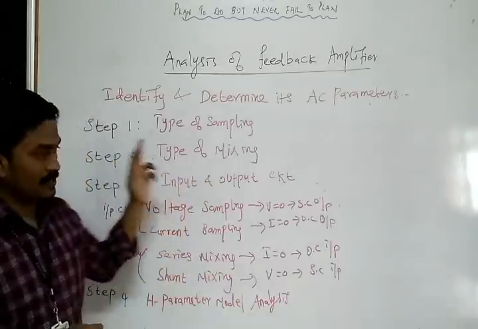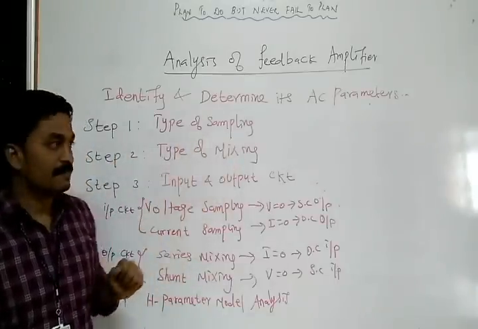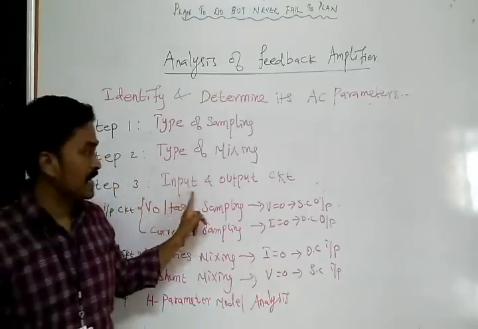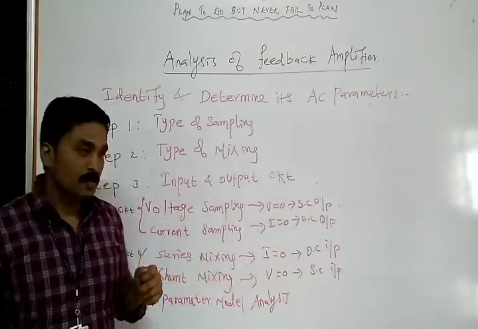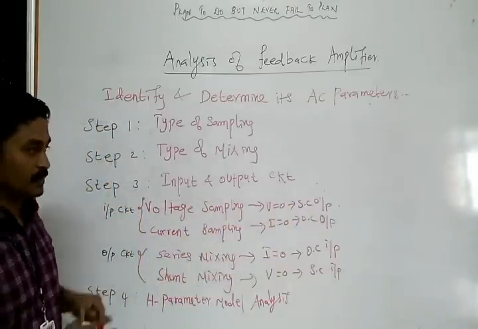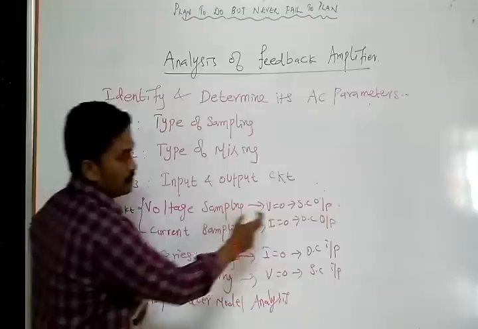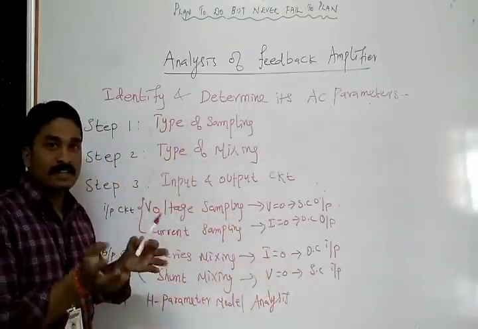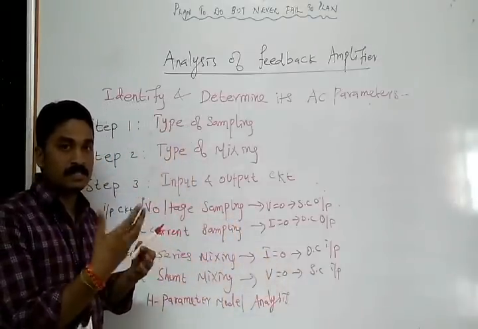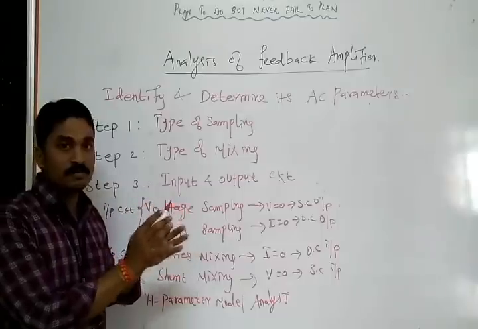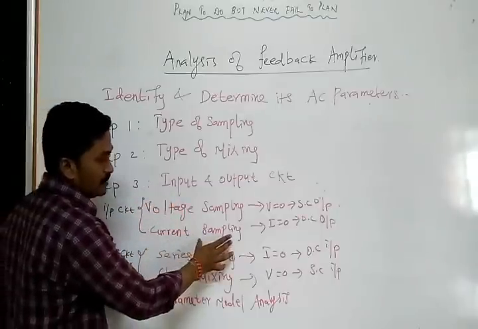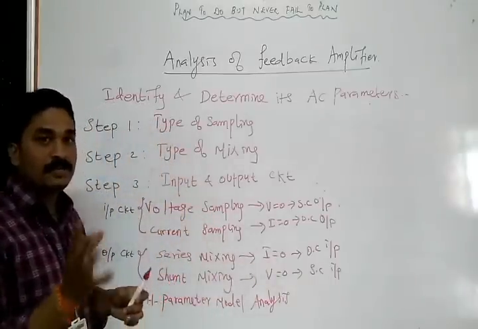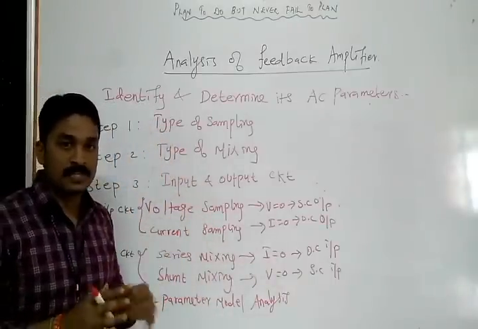Step 1, as usual, identify the type of sampling, the second step, the type of mixing, and the third step, we need to identify the input and output side circuit. To identify the input circuit, if this is voltage sampling, make V0 equal to 0, which means you short the output terminal, and take the remaining variables, resistances, capacitors in the circuit, and draw the input side. If this is current sampling, open the output terminal, making I0 equal to 0, then take the remaining variables present in the circuit.